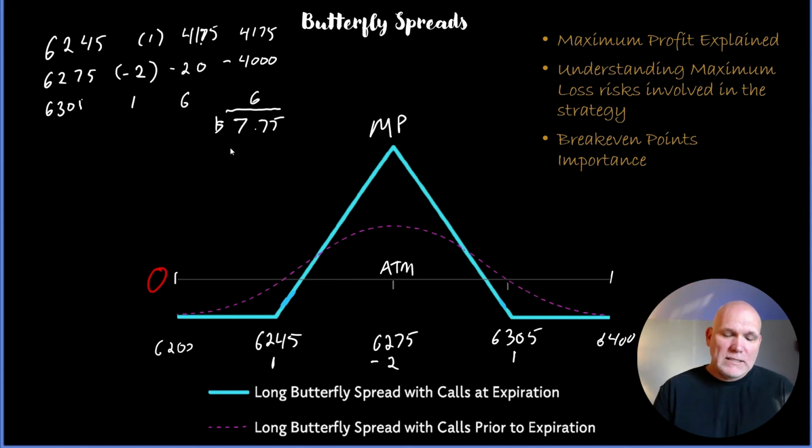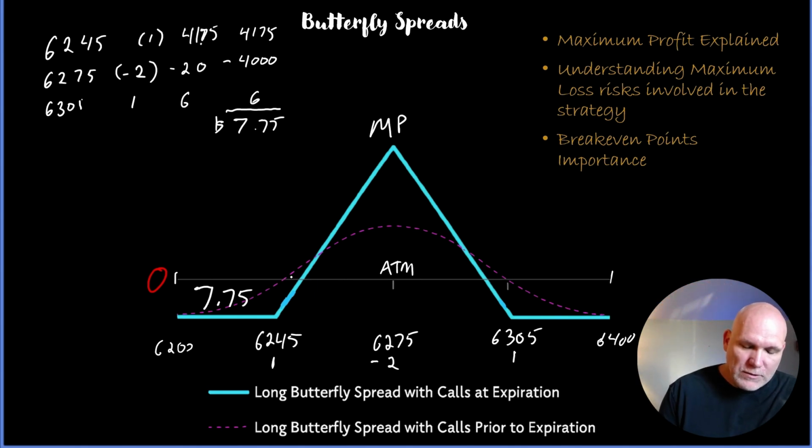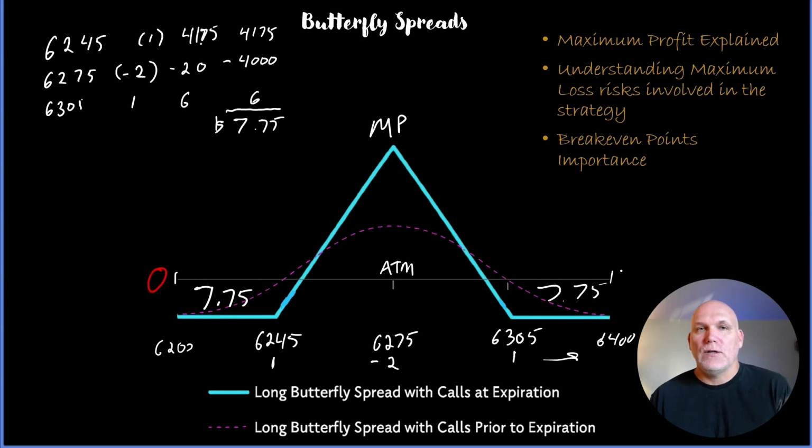So our maximum risk is this part here, 775 here. So if the stock closes anywhere below 62.45 and anywhere above 63.05, our maximum risk is $775. That's what I like about the long butterfly spread: you go in, and when you enter it, you know what your risk is up front. There are no hidden surprises. It is what it is. You pay for it. That's the maximum risk.